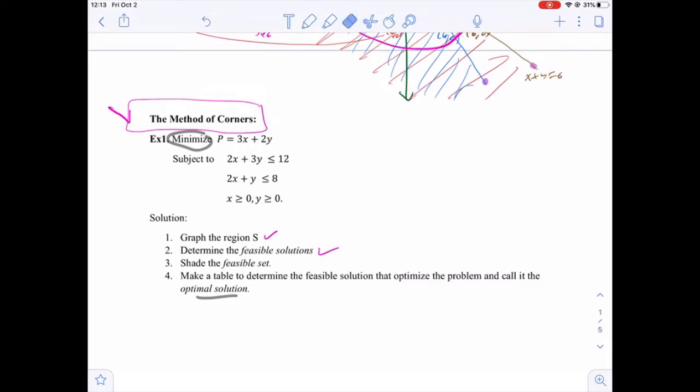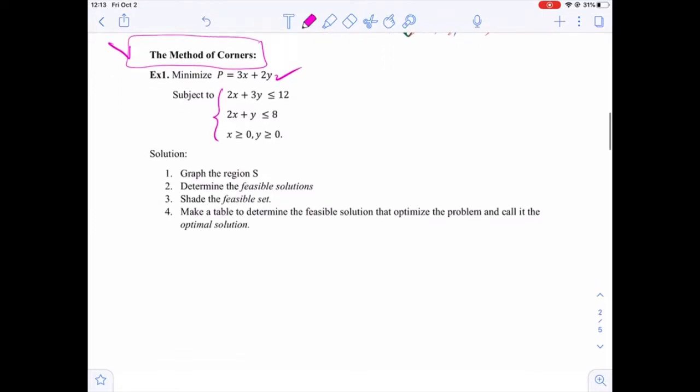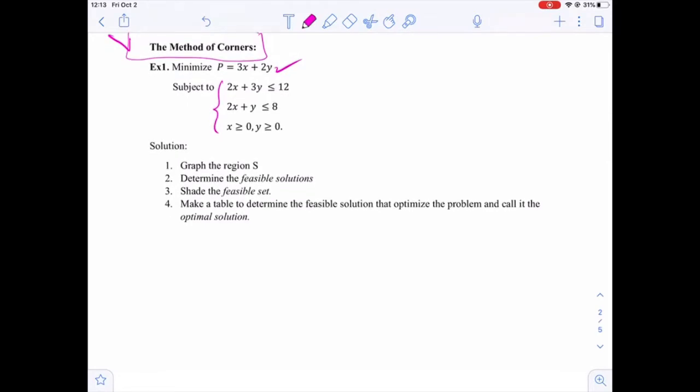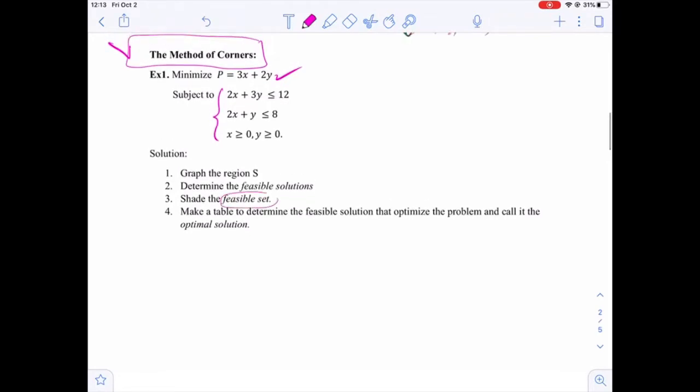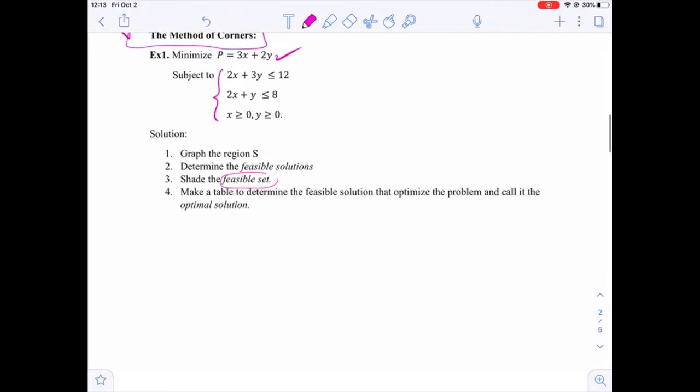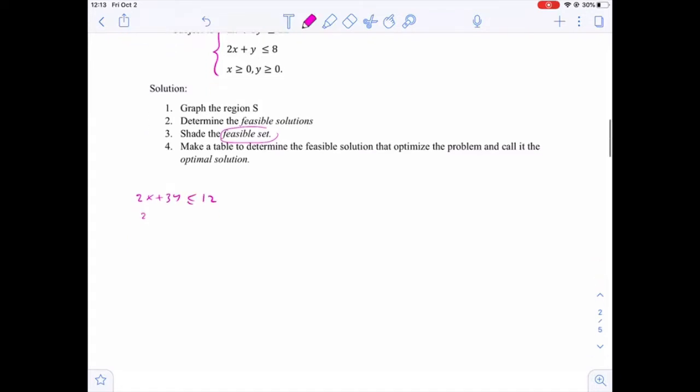So let's solve this problem. We want to minimize this function p equals 3x plus 2y, and we have some constraints here. So we first graph these regions and determine the feasible set. Let's do that. We start with the inequality 2x plus 3y less than or equal to 12, and then we convert it into an equation in order to graph the region. So to graph the line, and then we graph the region using the inequality.